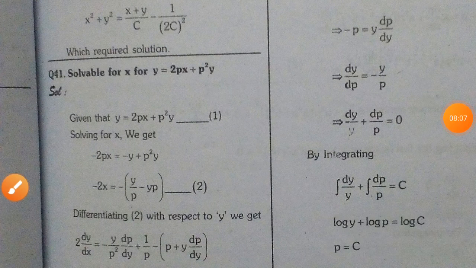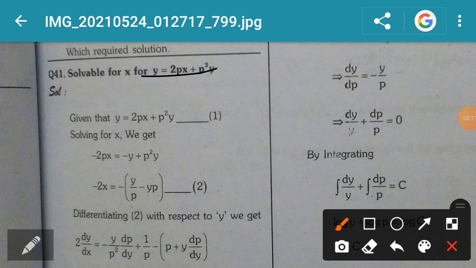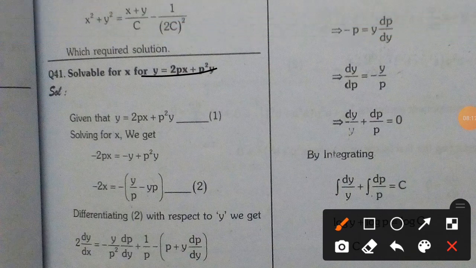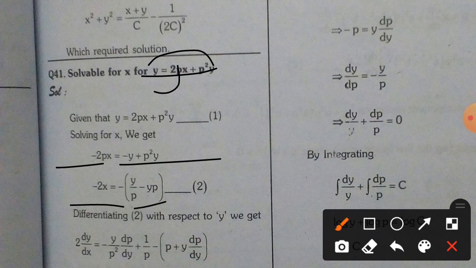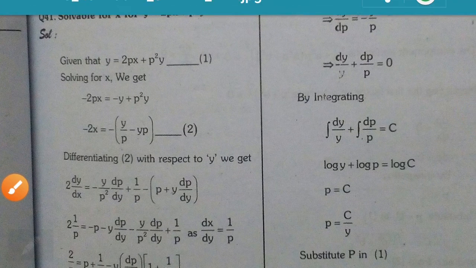Now here this is soluble for x. Now we go for the x terms. y goes to that side, 2px goes to this side, minus 2px equals minus y, minus 2x equals this one, p also goes to that side. These are the soluble x terms.